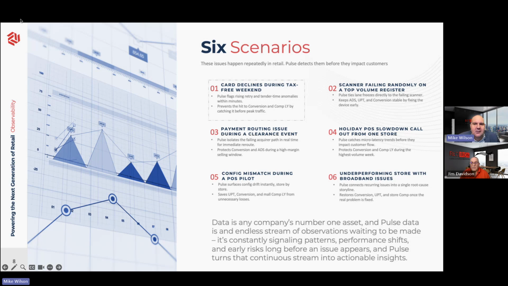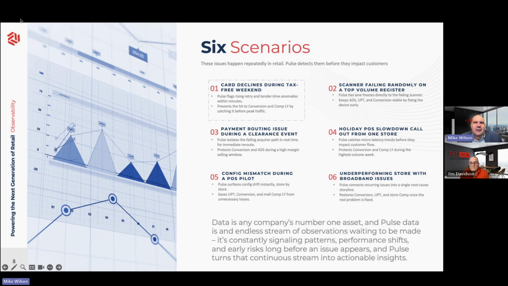Next one, holiday. The only thing you tell your associates to do is sell, build baskets, raise UPT, raise ADS. And I have some of the key metrics here in my bullet points that are important. Raise conversion. We're just about to comp. We're at minus 0.5. We're at minus 1. And you get a call out from one store that there's a slowdown, or an underperforming store with broadband issues.